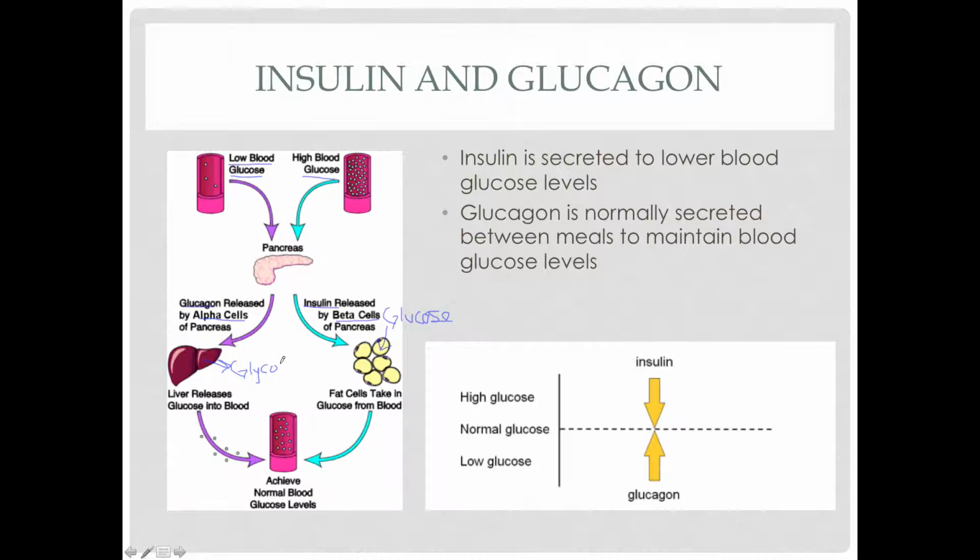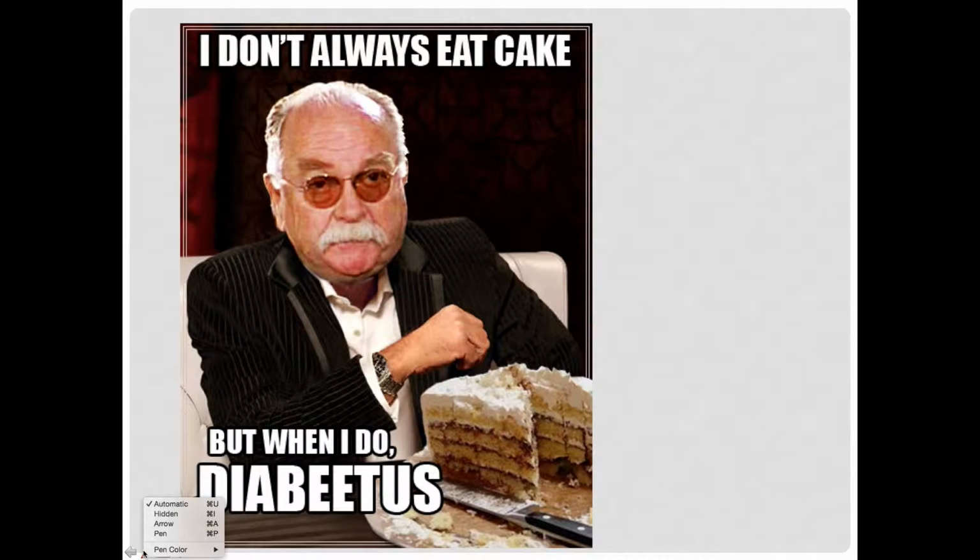On slide 63, you just saw Wilfred Brimley. You can enjoy him. And so 64, we go on to diabetes mellitus.